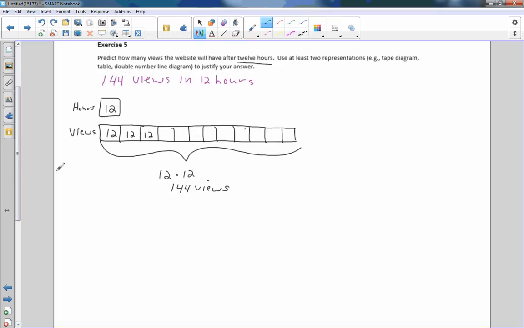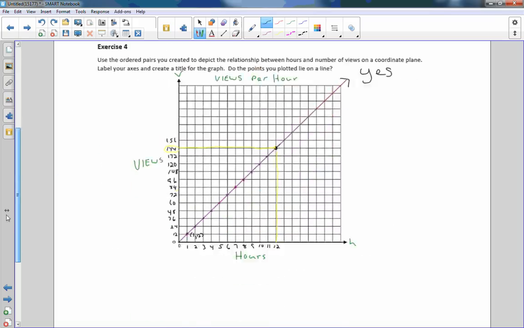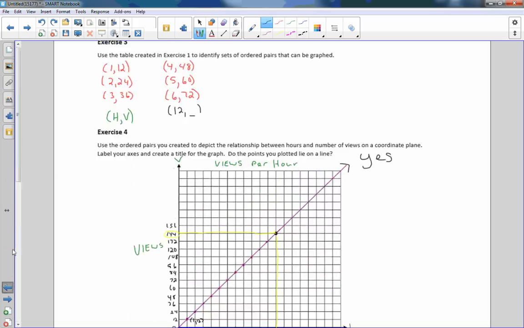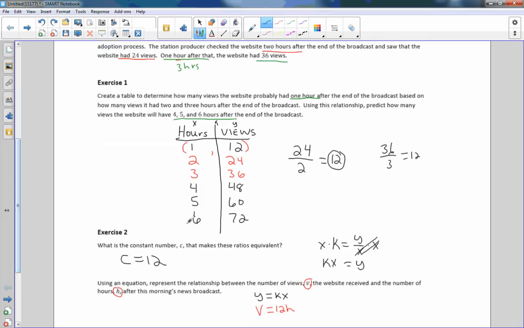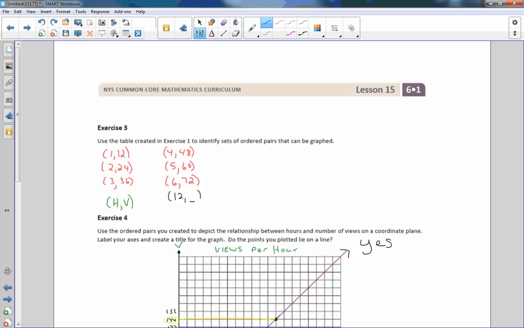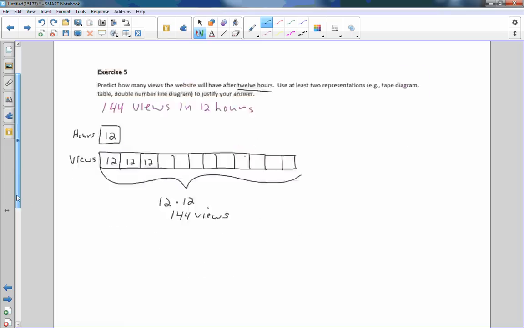We could do a double number line, which is very similar, and we've already done a table. So there's many ways we can do this. I'm only going to do those two ways there. But if we went back to our table, and I knew that 6 gave me 72, I multiply 6 times 2 to get 12. So if I multiply 72 times 2, I get 144 that way. So there's many, many ways we can come up with our solution to that problem.